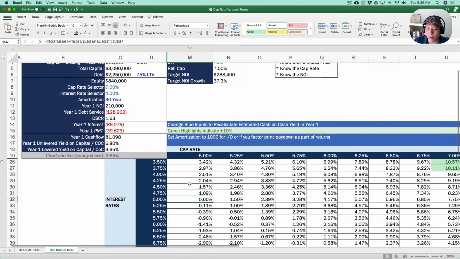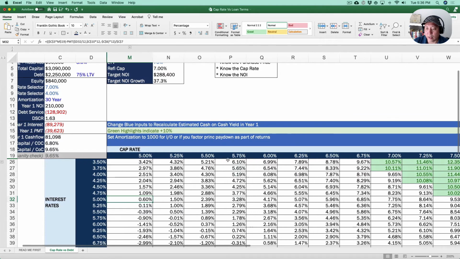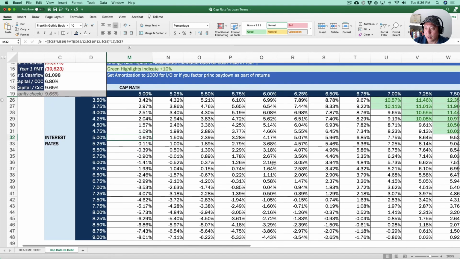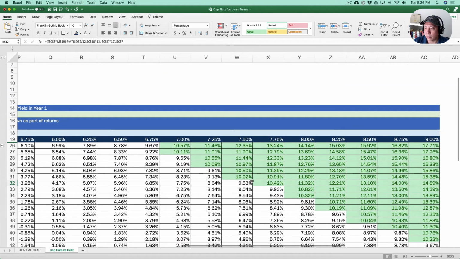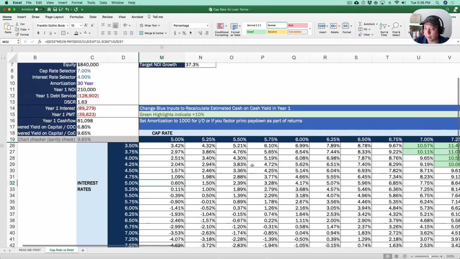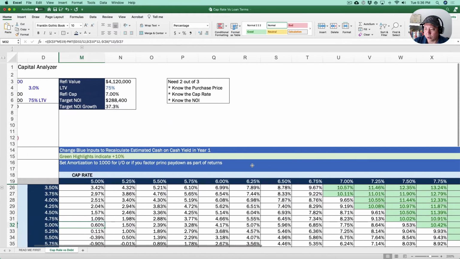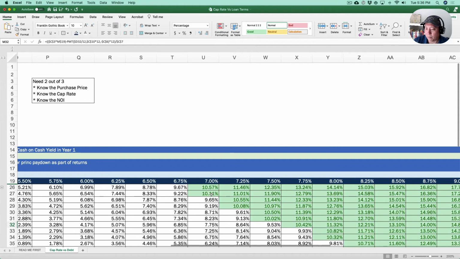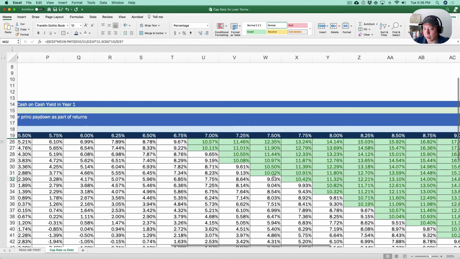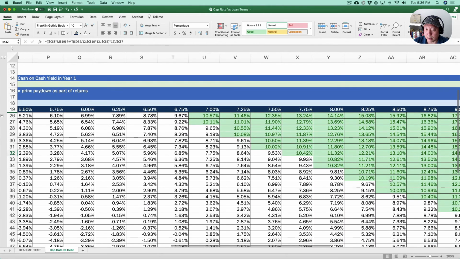So what you can do with this chart is it can help you find the intersection of the return that you want. I have it automatically turn green when it's double digits. Trying to achieve year one double-digit returns is pretty difficult to do, but I just wanted to find some metric to separate out some of these numbers.